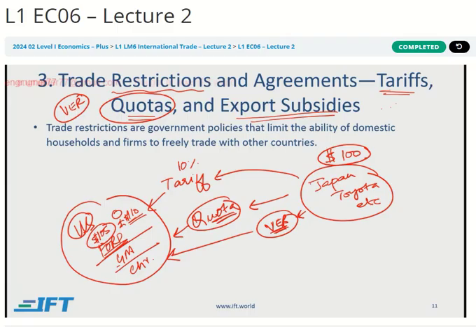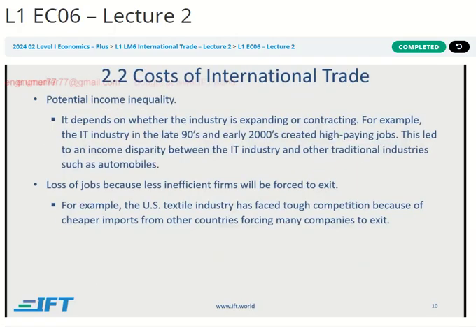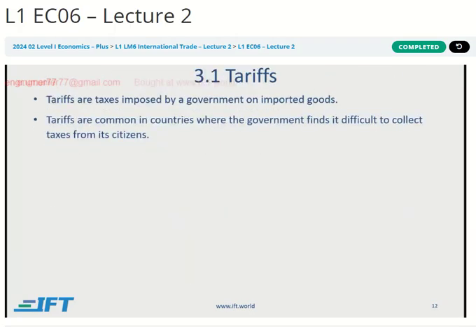And then in the case of export subsidies, that is a different concept, where let's say the US wants to export something back to Japan, and let's take the example of agricultural goods, that to encourage the local farmers in the US to export to Japan, maybe the US government can give them certain subsidies for export. So we will be looking at that as well. Let's first talk in detail about tariffs.